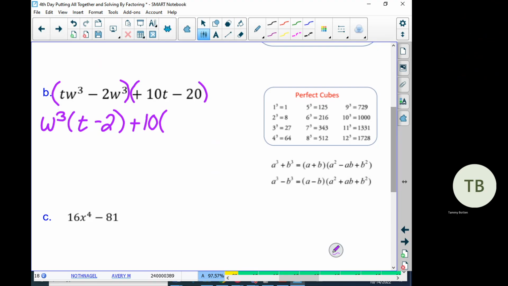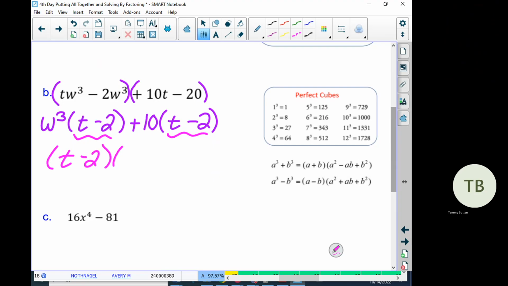10 times what gives you 10T is T. 10 times what gives you negative 20, that'll be a minus 2. And we talked yesterday about the fact that this and this have to be the same. If they're not, you've done something wrong. So then we're going to write the T minus 2 down.